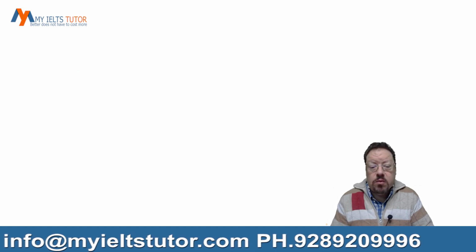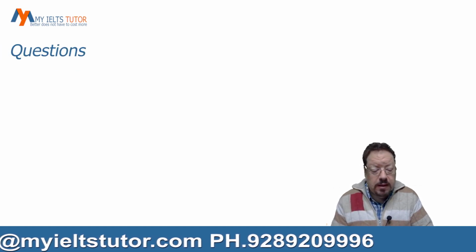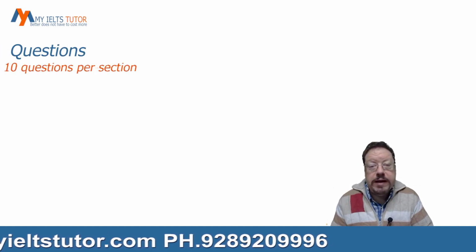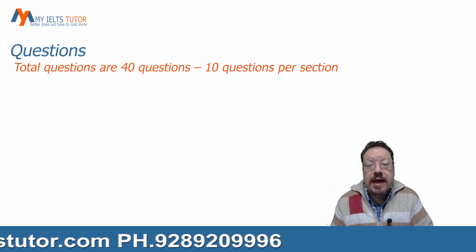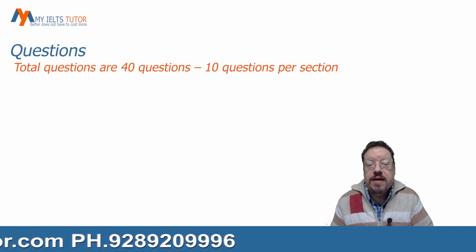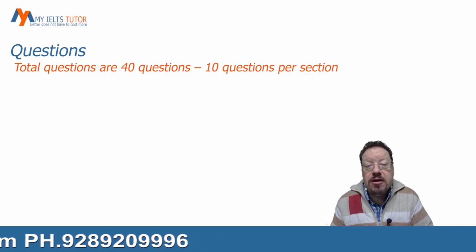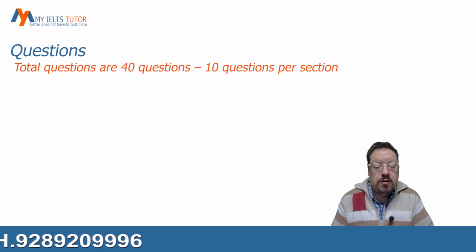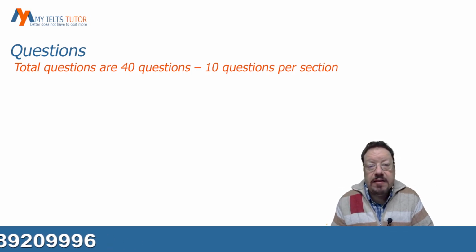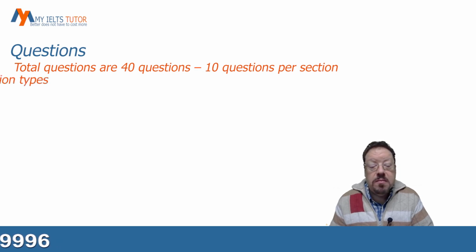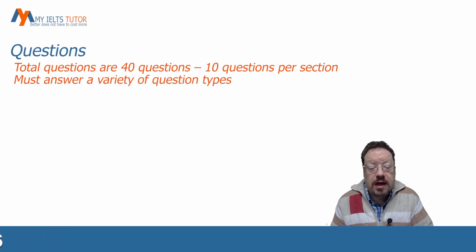So now let's look at questions. Now there are a total of 40 questions. There's 10 questions per section. And if you remember, there's section 1 through 4. So each section has 10 questions. Now you must answer a variety of question types, and I'll go over the question types in a later lesson.